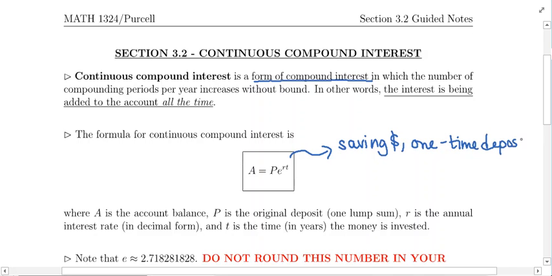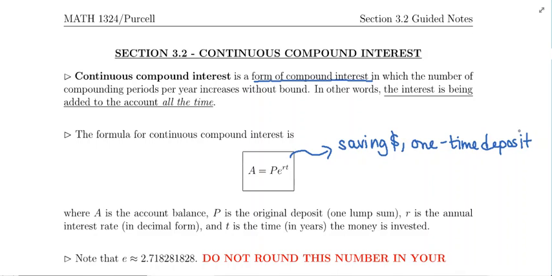But the difference between regular compound interest and continuous compound interest is that with continuous compound interest, the interest is being added to the account all of the time. So there is no m value for continuous compound interest. You don't see an m value in the formula, because m indicates how often the interest is being added to the account. If the interest is being added all the time, what would you plug in for m? That's why there's no m in the formula.